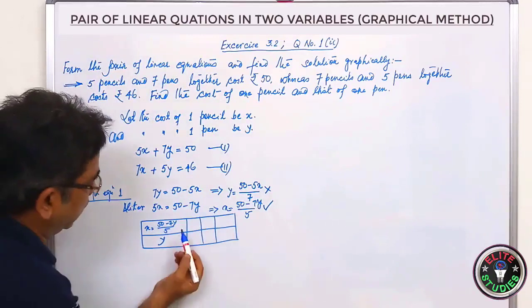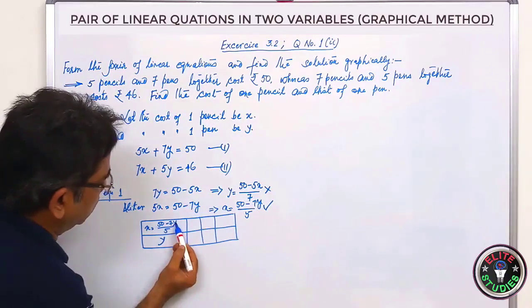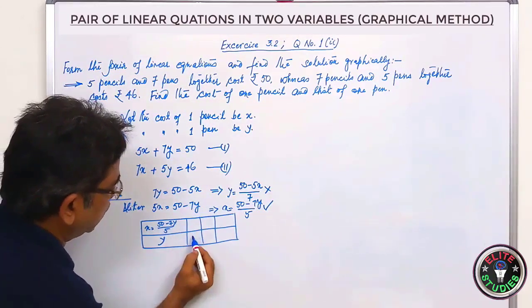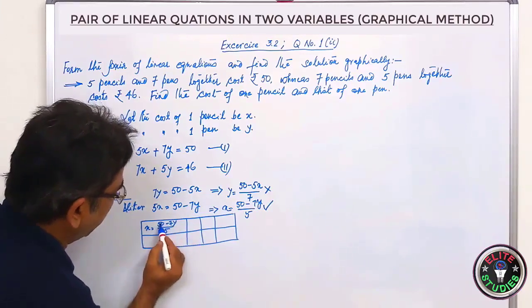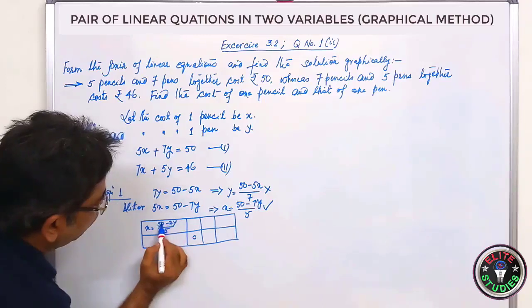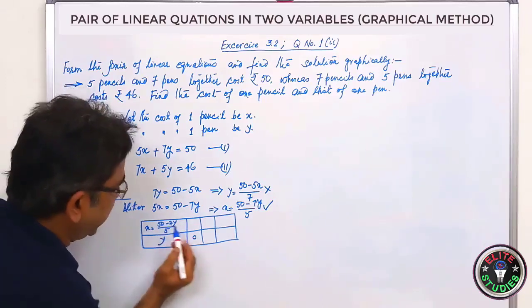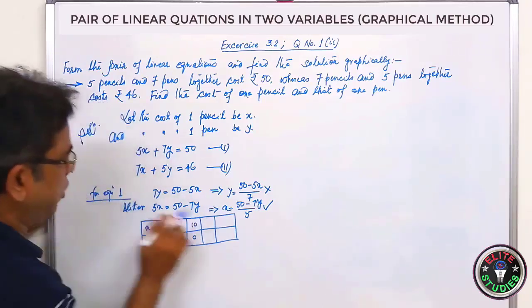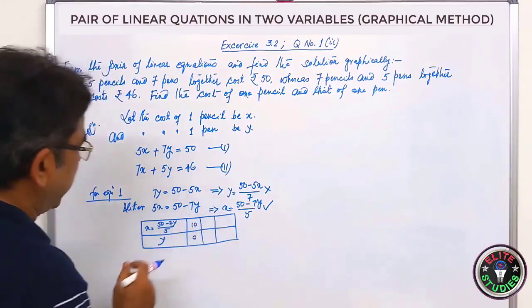So how to get those points? What you do, you try to put 0. If y is equal to 0, then 50 minus 7 times 0 is simply 50, divided by 5 it is 10. So x is equal to 10. Now how to get another one?